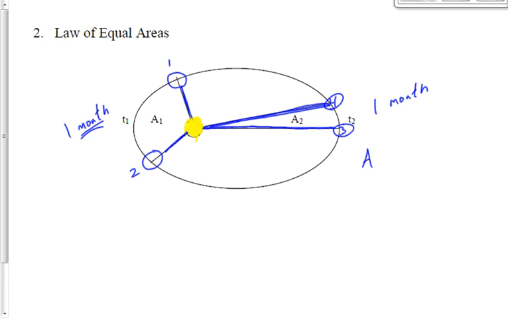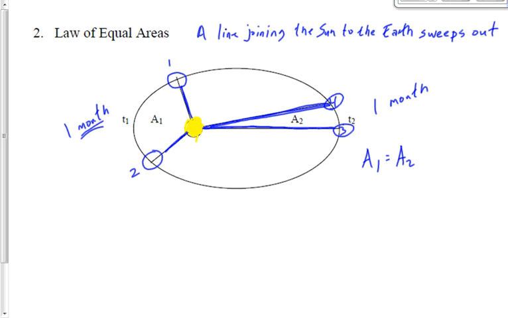Here's the thrust of this. A1 equals A2. A line joining the sun to the Earth, or any other planet, sweeps out equal areas in equal time intervals.